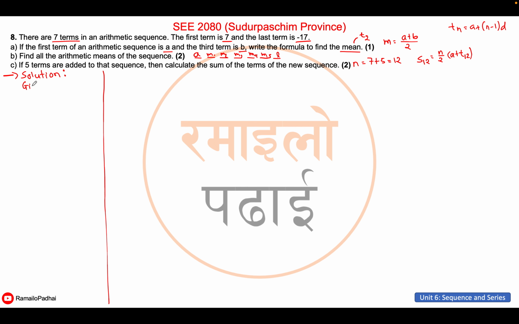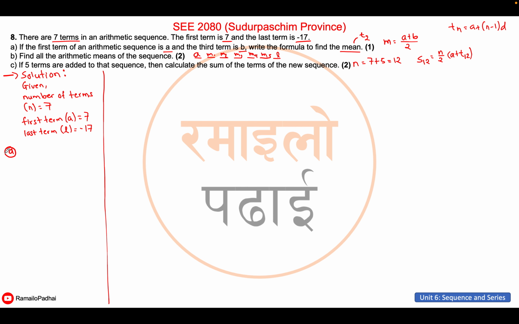Given, number of terms, that is n is equals to 7, first term, that is A, is equals to 7, last term L is equals to minus 17. Okay, this is what is given to us.